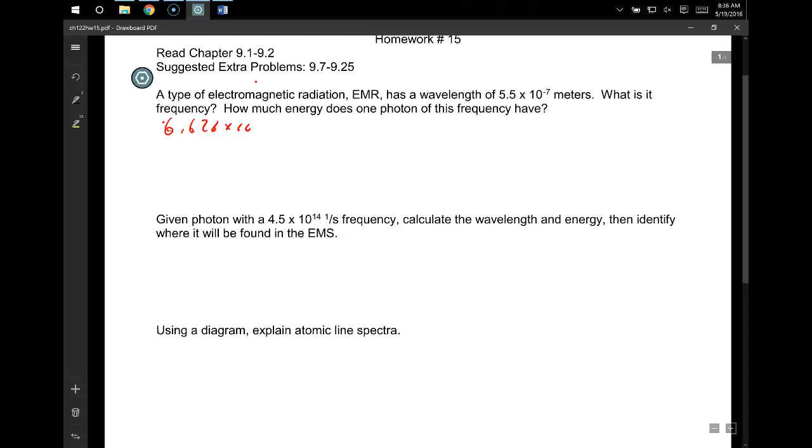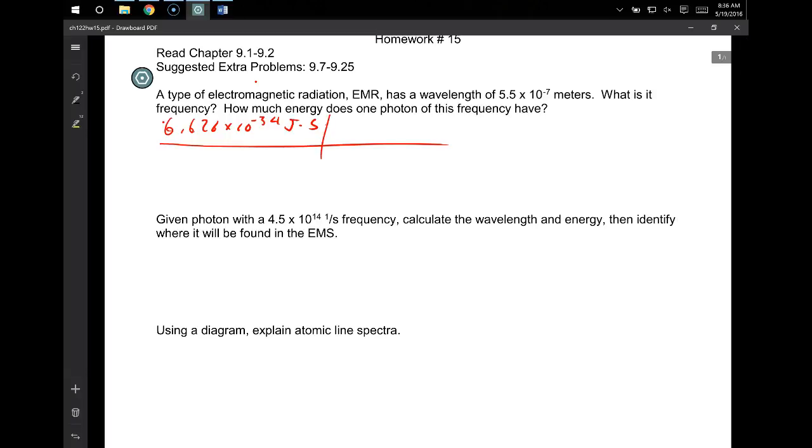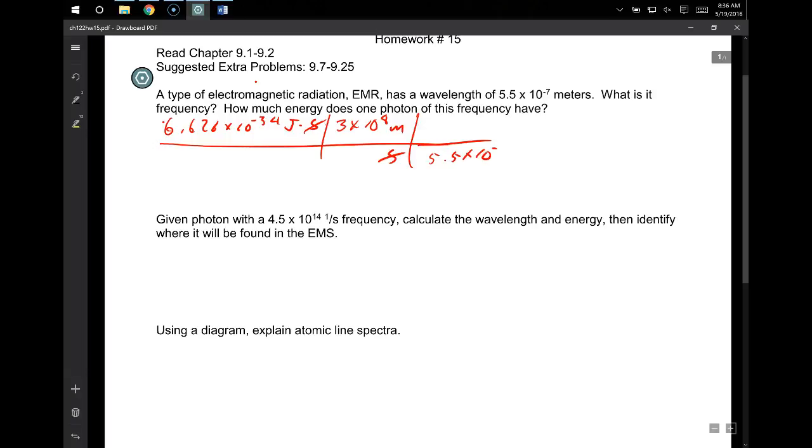6.626 times 10 to the negative 34th joules times seconds. And that's great because it gave me the joule unit right where I wanted it in the numerator. Now I need to get rid of the seconds unit. The only thing I have at my disposal is the speed of light, so I'll write 3 times 10 to the 8th meters per second, so the seconds cancel out. But that came with a meter unit, so I throw in my 5.5 times 10 to the negative 7th meters, and now my meters are gone.